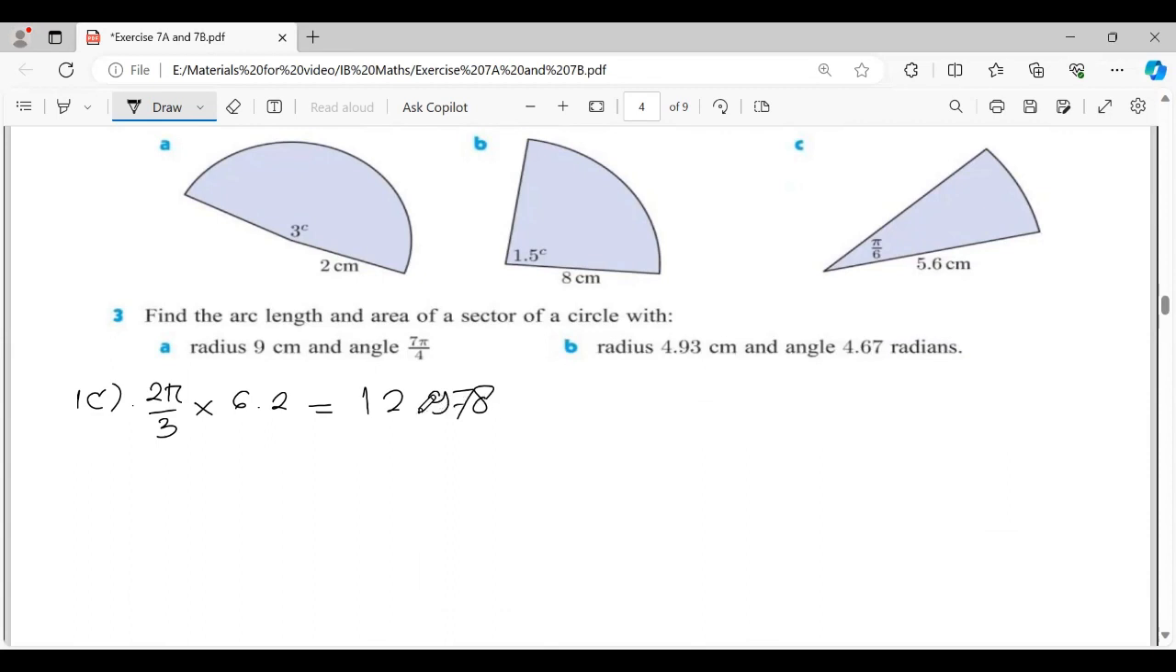And if we round this number, it's going to be 13 centimeters, okay?